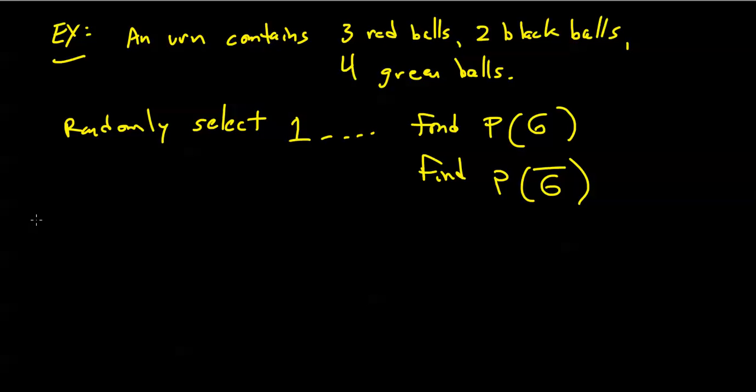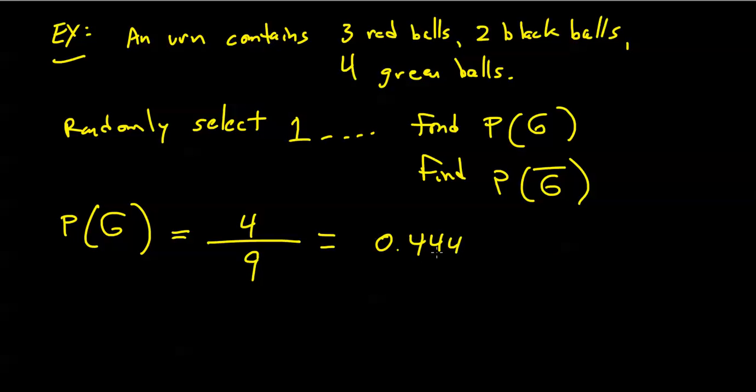All right, the probability of selecting a green ball, well, you have to think, how many unique ways can you pick a ball? There's 4, 5, 6, 7, 8, 9 balls total. And of those 9 balls, 4 of them are green, so there's 4 ways to pick a green one, divided by 9 total balls. 4 over 9 reduces to 0.444 in decimal. Okay?